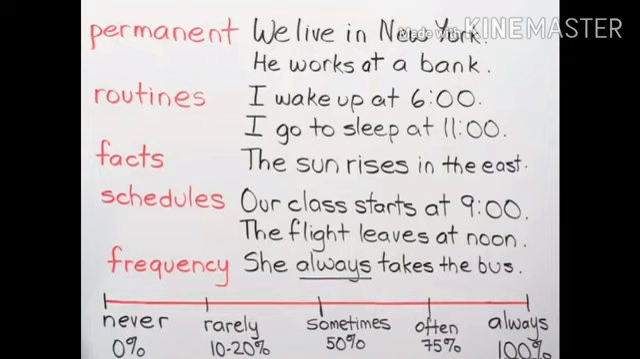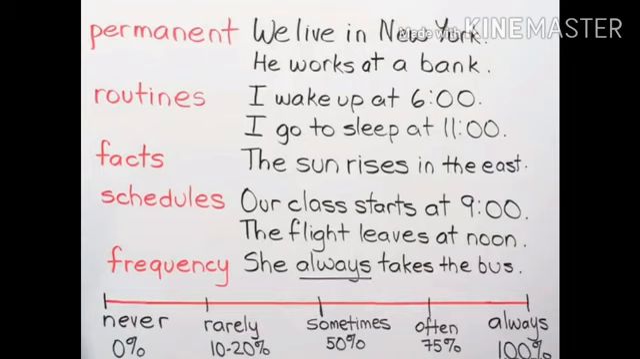He works. Now coming to the routine work we do. I wake up at 6. So this is the routine work. Regularly we wake up at 6 o'clock. So then we say I wake up. The verb is wake. Now if we use it with he, she, it, we can say he wakes up. In the same way, if we observe the second sentence, I go to sleep at 11. This is a routine sentence, means regularly I go to sleep at 11. The verb, if you observe, is go. If we use it with he, she, it, we write he goes to sleep at 11.